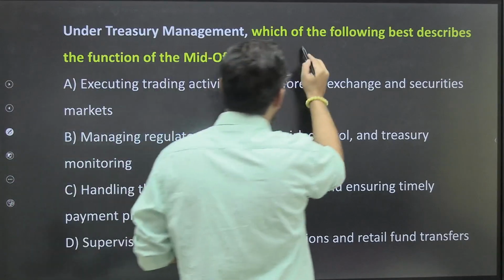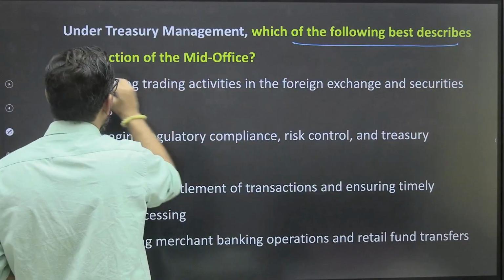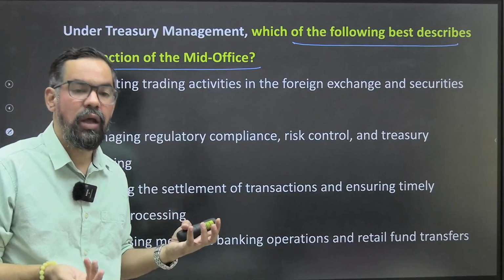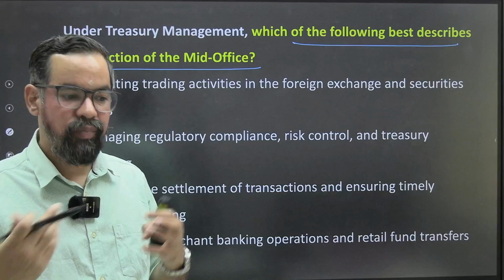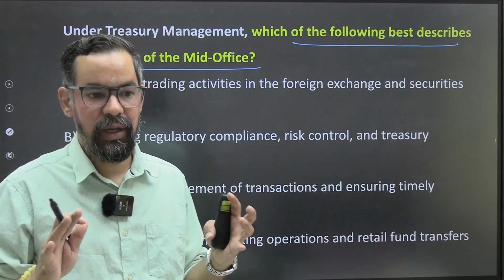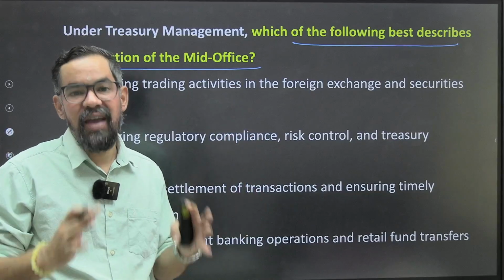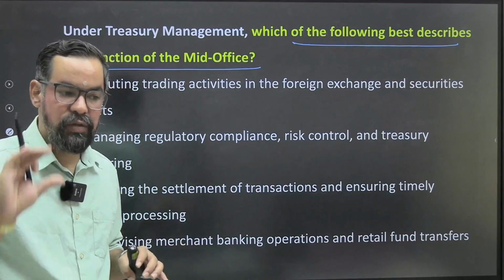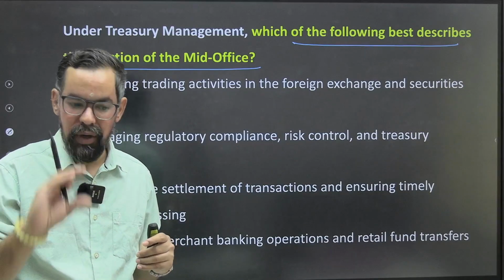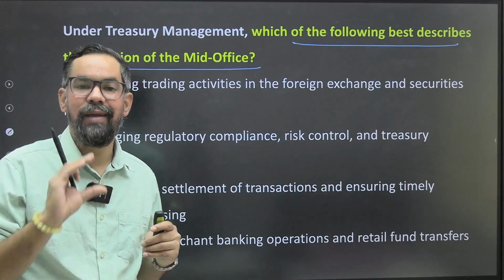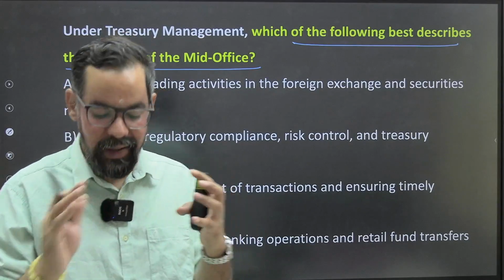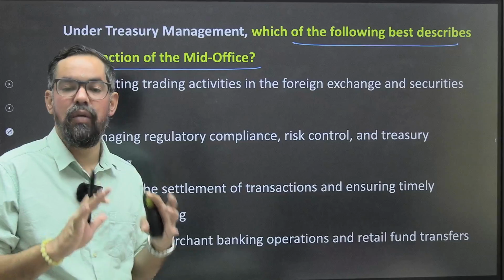So under the treasury management, which of the following best describes functions of mid office? So mid office is generally known for MIS management, and by using MIS management, what they are generally doing? Risk management. Okay? So risk management is the primary goal of the mid office. Front office is generally known for the execution of deals. Mid office आपका risk management, and back office is kind of the verification, reconciliations, and these are the activities which are generally performed by the back office.